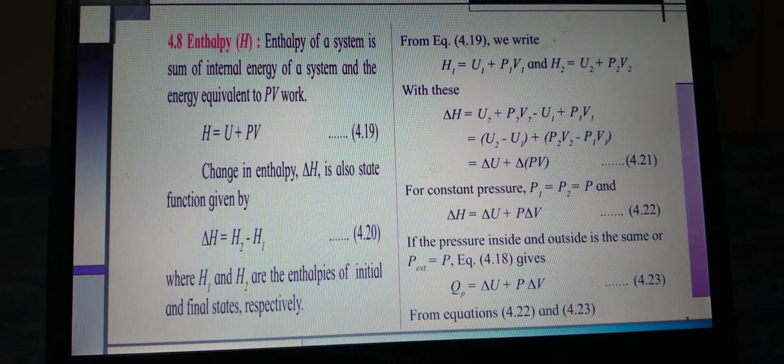Hello, good morning, students. In the last lecture, we learned about the different types of processes, which depend on how they can be changed, and the first law of thermodynamics. Now let's start with enthalpy.